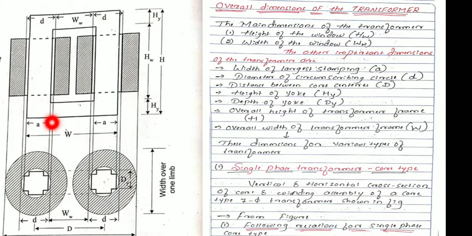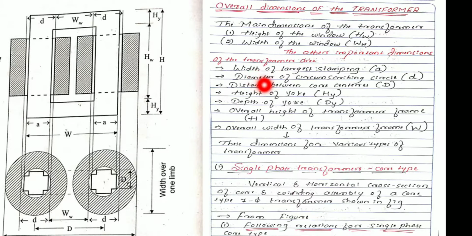What does stamping mean? A transformer is provided with laminations, thin sheets, which we provide to the core in order to reduce the eddy current losses. So stampings are nothing but the transformer laminations that have been cut out of a strip or a sheet of metal by a punch press method or any other method. Those are called stampings. Getting my point? So A represents the width of the largest stamping.